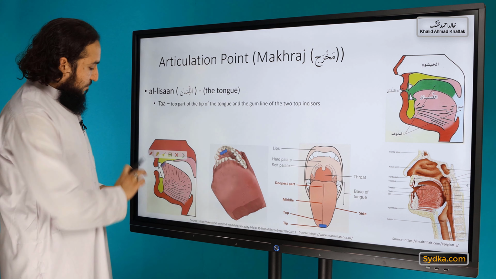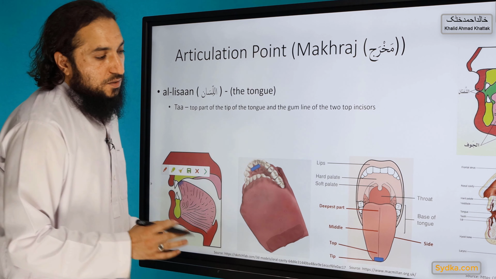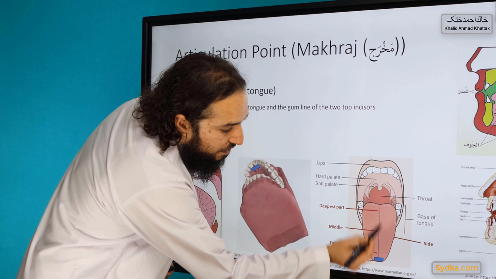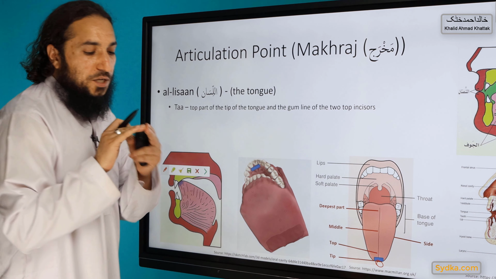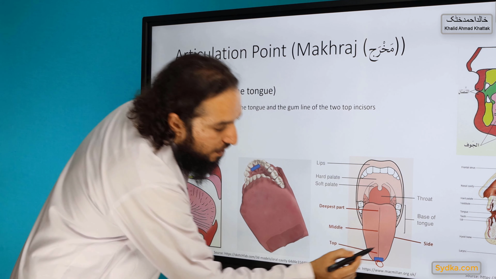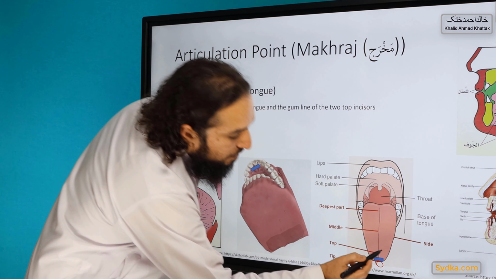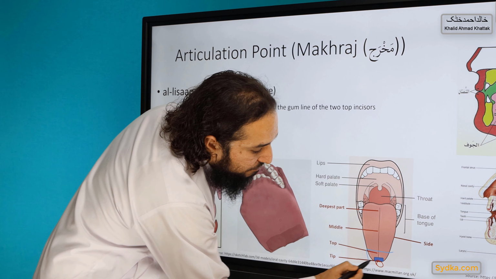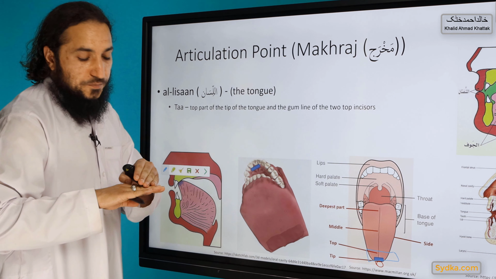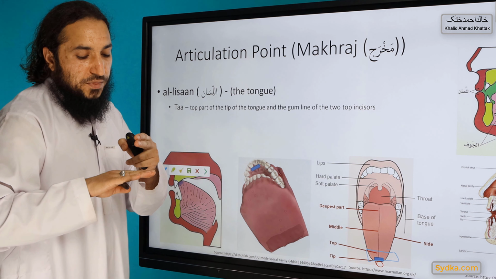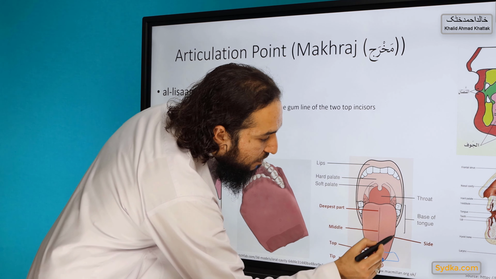Okay. So what we can do, if you see, the tongue can be divided into multiple parts. So if you see here, this one is the tip of the tongue. Okay. And if you see, let me change the color. Okay, that one. If you see here, this part is the top of the tongue. So the first one is the tip of the tongue, and the next one is the top of the tongue.